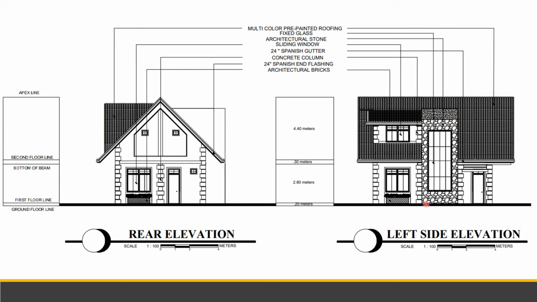Maybe this is the part where the stairs are, no? So, here are the stairs, if you recall the floor plan earlier. And then it has glass, so this is a sliding window or fixed glass. Those are the stone bricks. So, that is what we typically see in the rear elevation, in the elevations of residential houses.